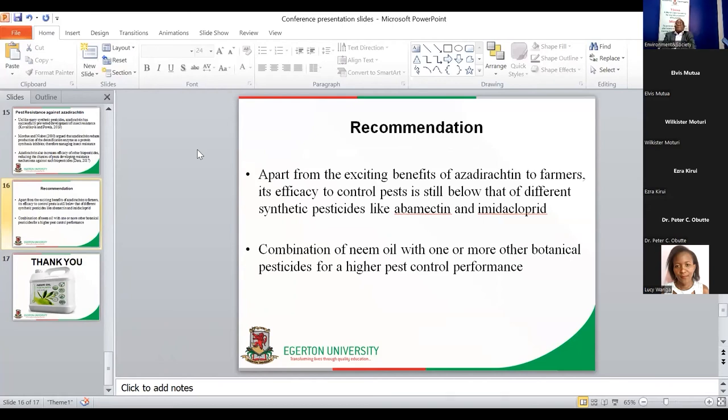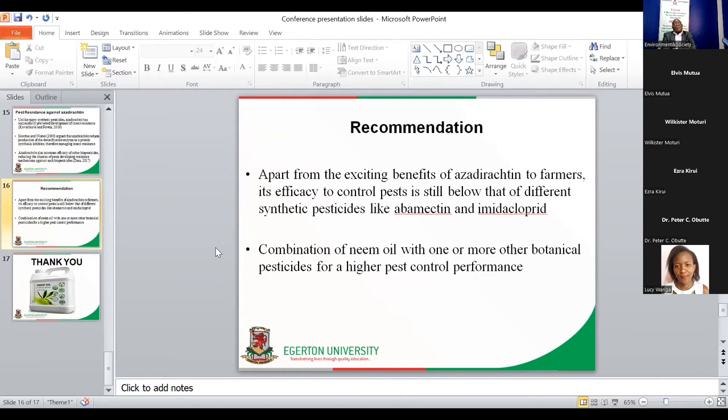The main reason is that this neem oil is a biopesticide. It is not like a synthetic pesticide. So you find it has so many benefits. You find there are reduced or no pest residues in agricultural produce. There is also no resistance of pests, and it does not affect other beneficial insects, for example, the earthworms, which are beneficial to the farmer.